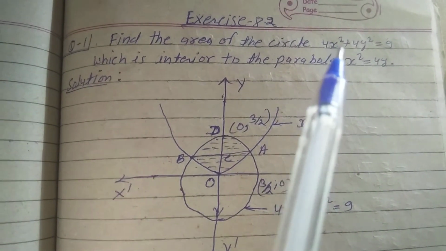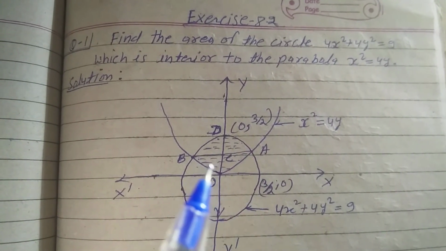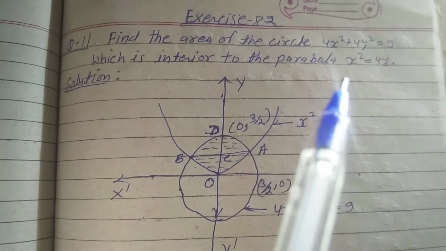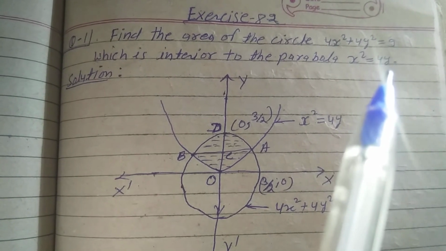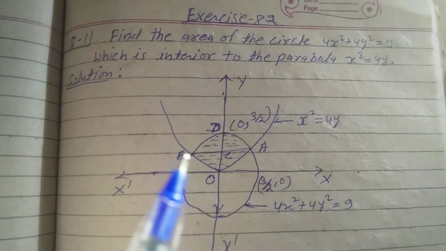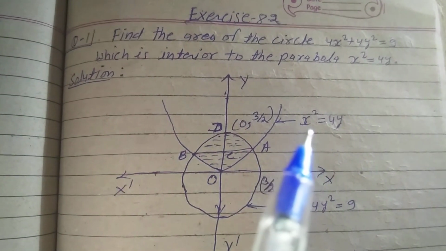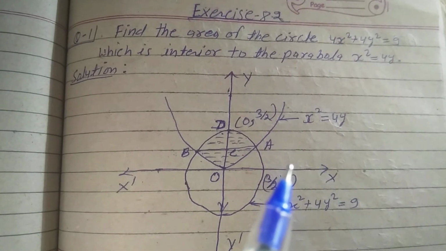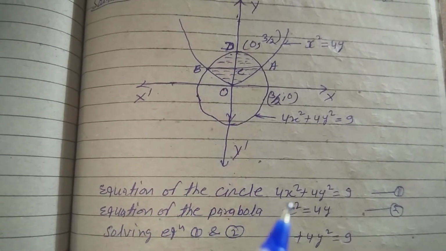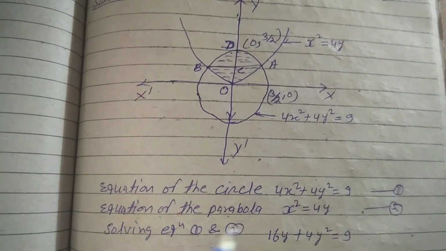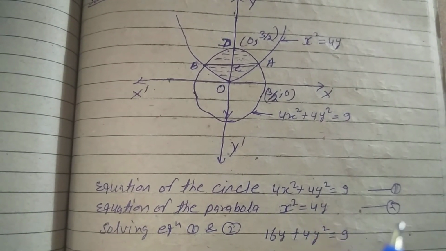Draw the circle. The radius is 3/2 and the center is the origin (0, 0). Draw the parabola x² = 4y, which opens in the positive direction of y. Equation of the circle: 4x² + 4y² = 9, equation 1. Equation of the parabola: x² = 4y, equation 2.